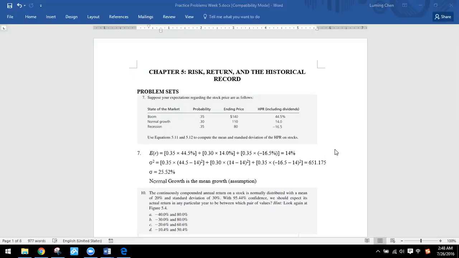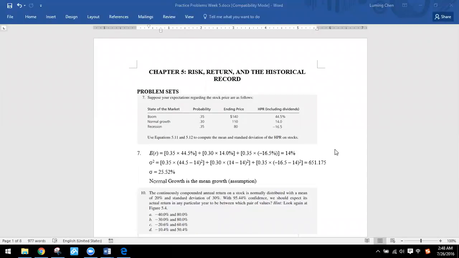So these three chapters are very important when you're using Markowitz portfolio theory to calculate the expected return and the risk of a portfolio. So chapter 5, risk, return, and the historical record.